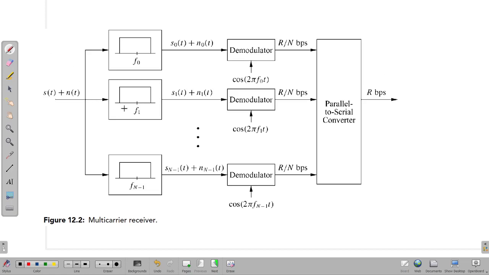We were discussing the multi-carrier transmitter. We'll see a multi-carrier receiver now. This is also taken from the textbook of Andrea Goldsmith, Wireless Communication. That is the second reference textbook in your syllabus.